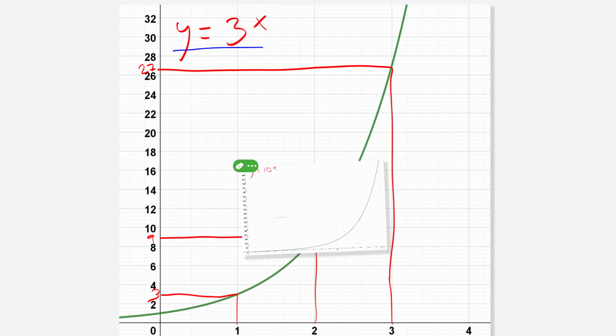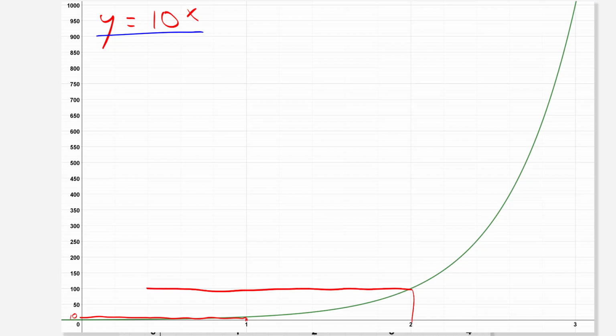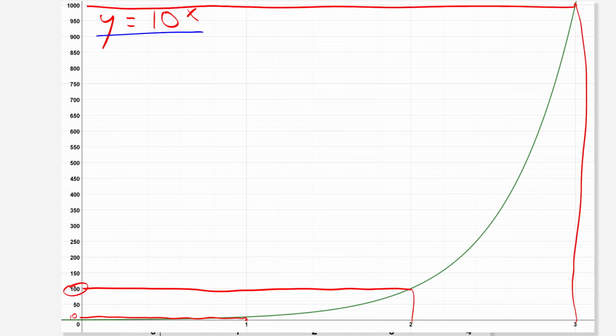How about another example? Here we have an exponential function 10 to the power of x. So y is 10 to the power of x. So we can see that 10 to the power of 1 will come out right here at 10. 10 to the power of 1 is 10. That should make sense. What about 10 to the power of 2? 10 to the power of 2 we can see is 100. 10 to the power of 3 you can see is 1,000, and so on and so on.